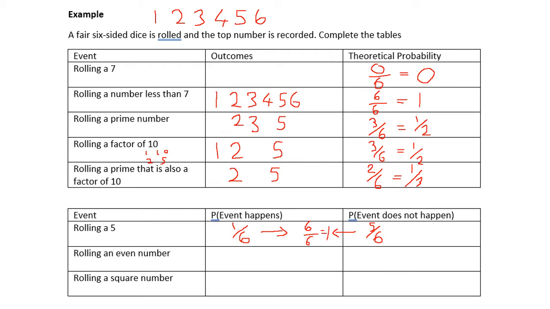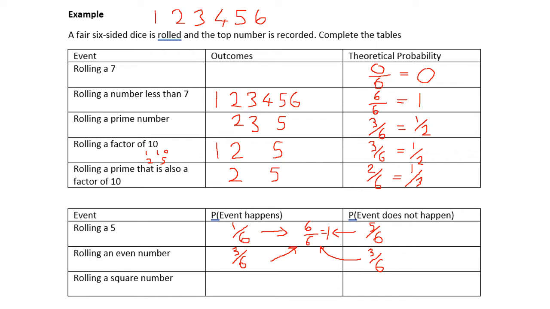Okay, let's just see here. Probability of rolling an even number. There are 3 even numbers, 2, 4 and 6, so the probability of rolling an even number is 3 out of 6. Probability of not rolling an even number, that's also 3 out of 6, the 3 odd numbers that we've been talking about. If I add those together, we get 6 out of 6, which is 1.